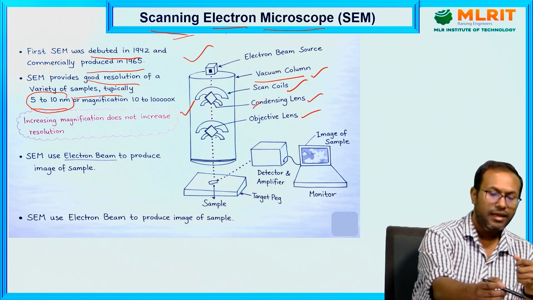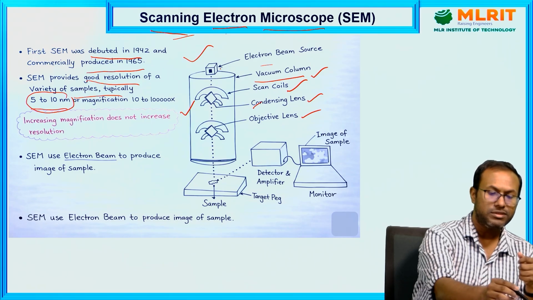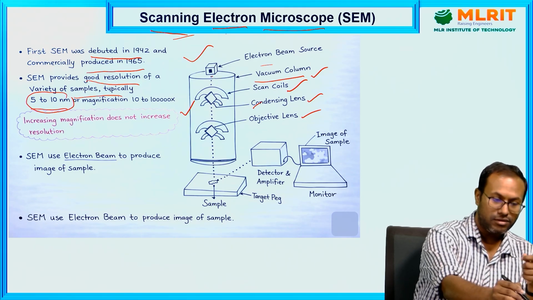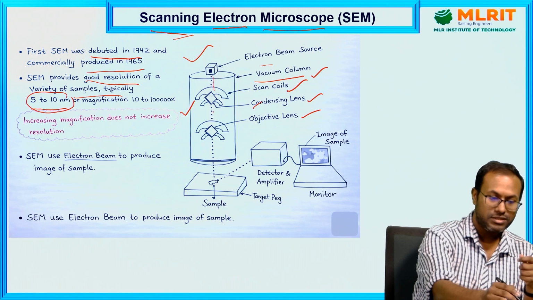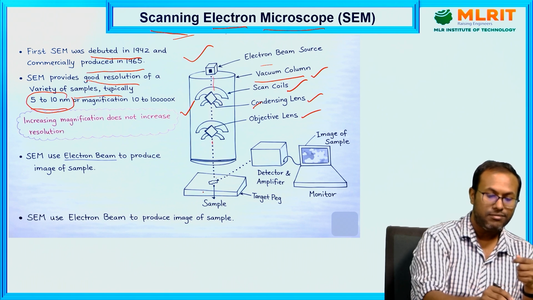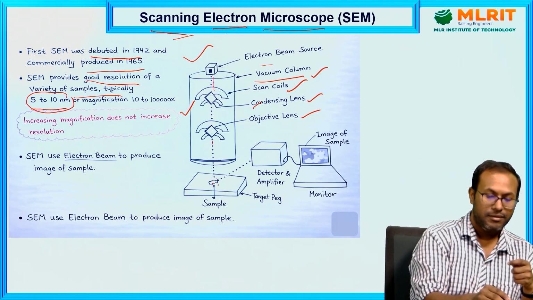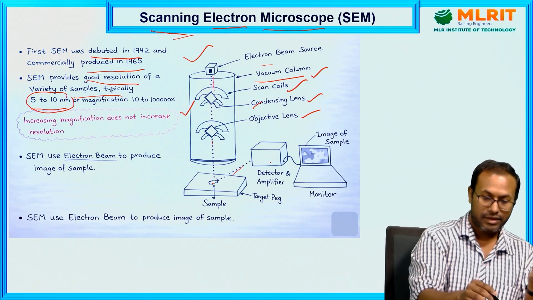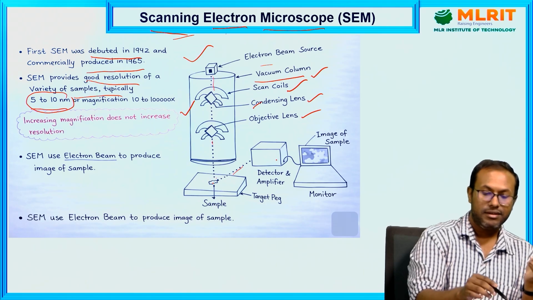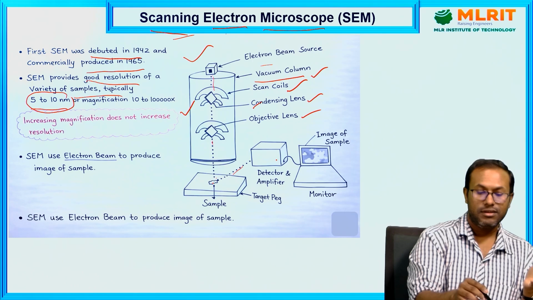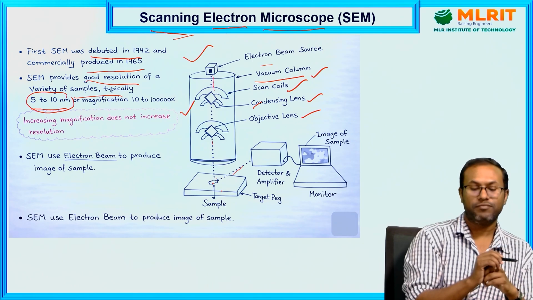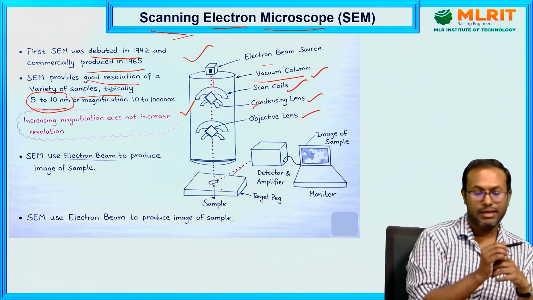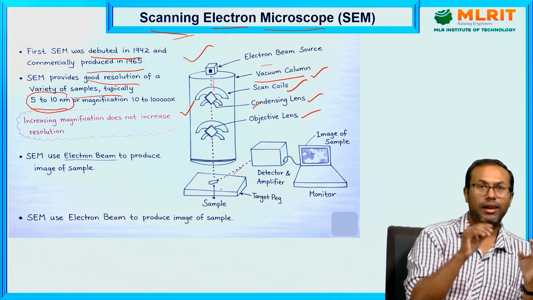And there is an electron beam source on the top. From there electrons come and pass through these lenses, and after that come out and fall on the sample. From there the electrons come out, and that number of electrons is detected by the detectors, which amplify those electrons, and give an image on the monitor, a magnified image of this sample.